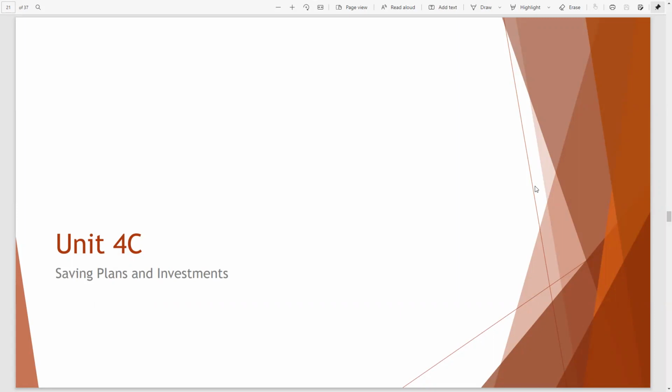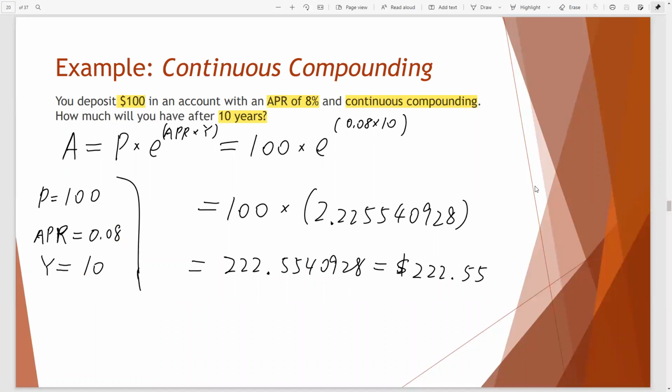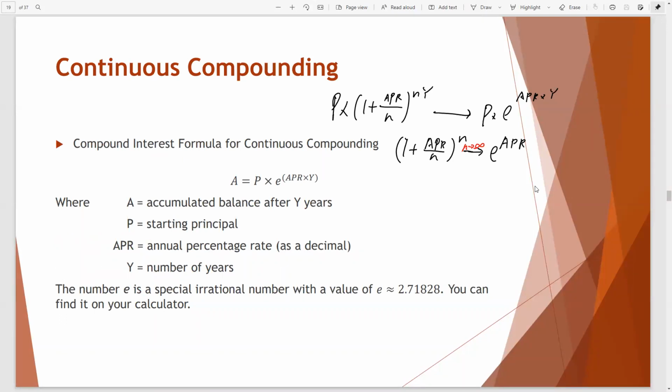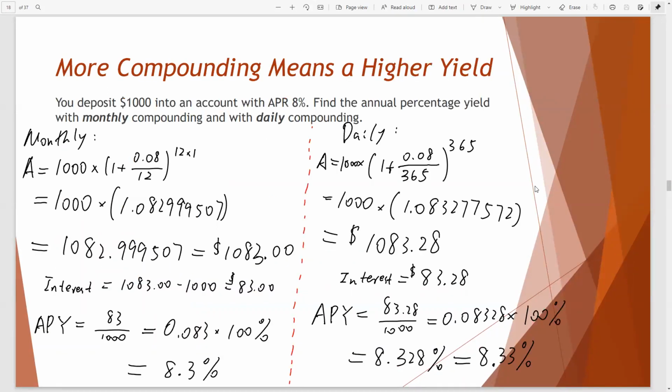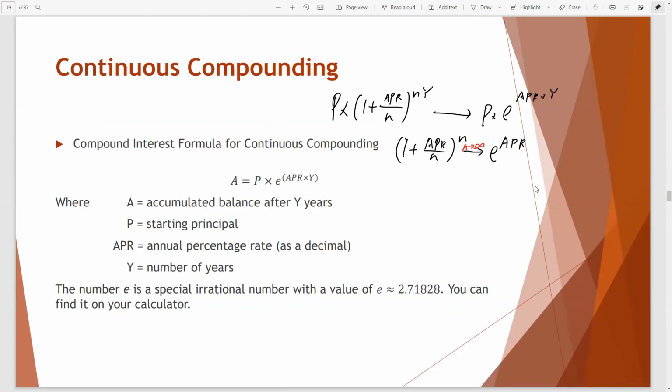So here is chapter 4, unit C, the saving plans and investments. In our last chapter we did compound interest, where you put your deposit once into an account that pays interest and accumulates value, compounding either yearly, monthly, daily, quarterly, semi-annually, or even continuously.